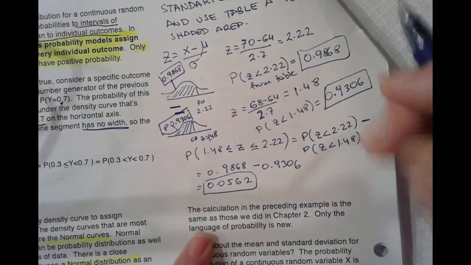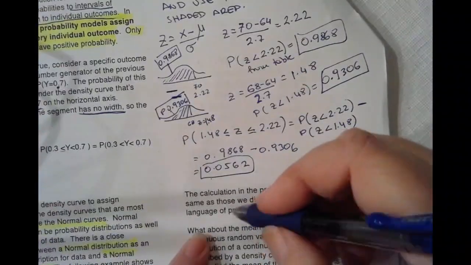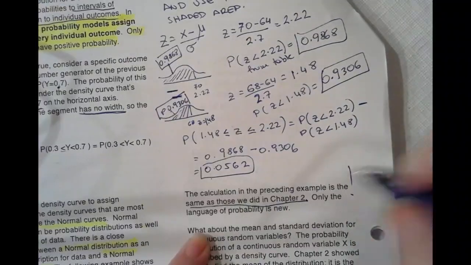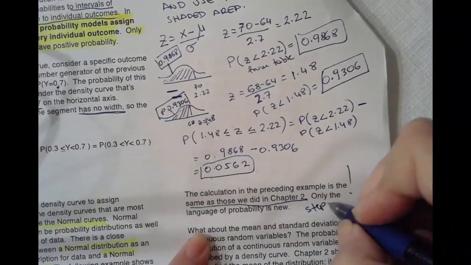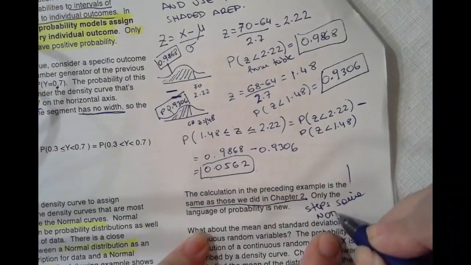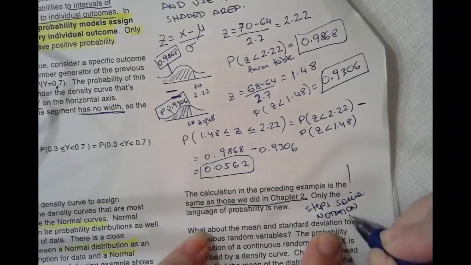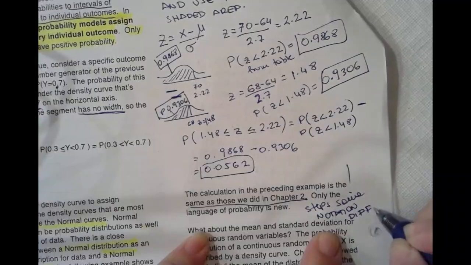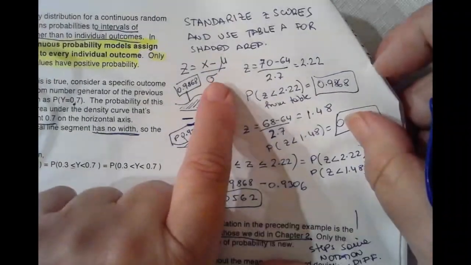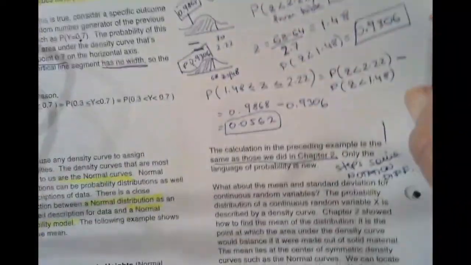So the calculations in the preceding example are the same as in chapter 2. The steps are the same. Notation, different. Because here, notice that I'm using mu and sigma, and previously we used x bar and s.